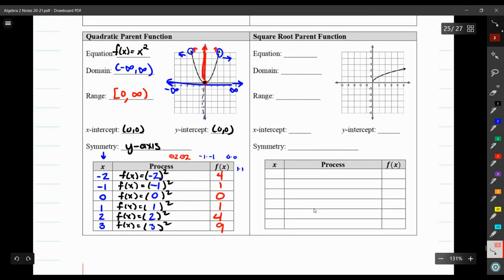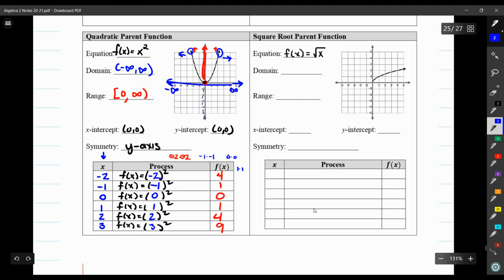Now let's look at the square root. So just like the cubic and the cube root were inverses of each other, the quadratic and the square root are also inverses. So the equation of the square root parent function is f of x is equal to the square root of x. So it looks similar to the cube root, but we don't have an index. So let's review from last year. If there is no number here in the crook, we know it's a 2, it's a square root.